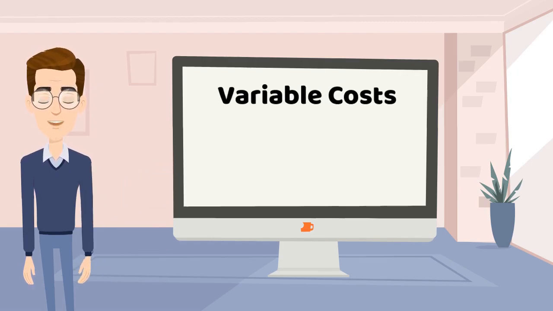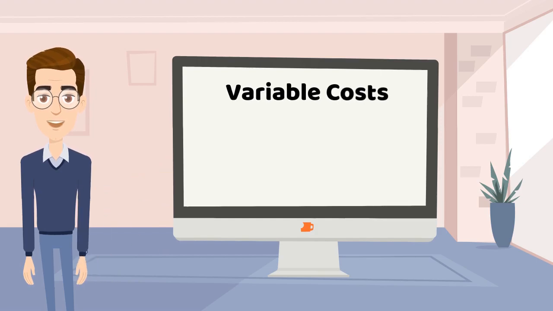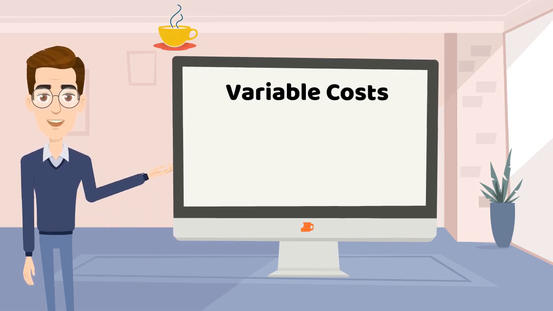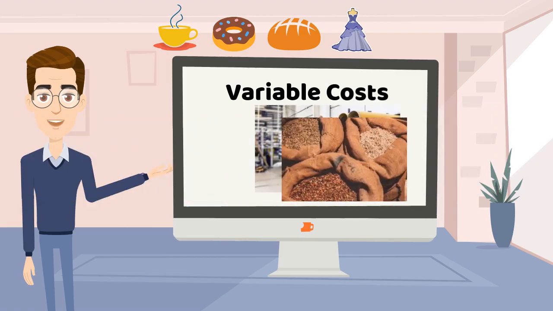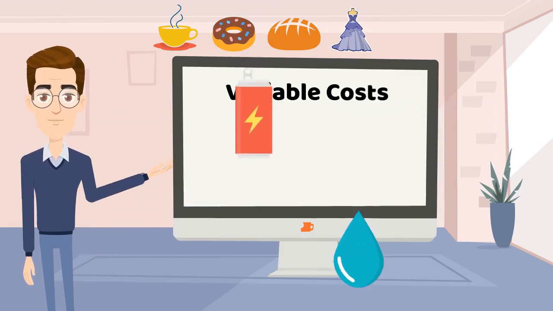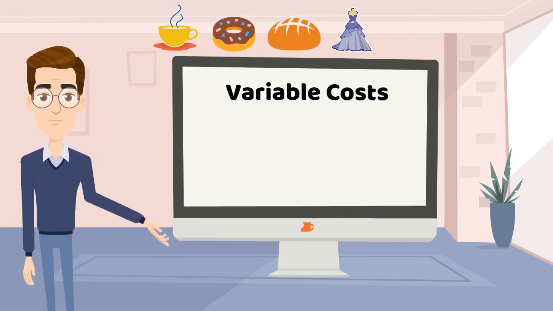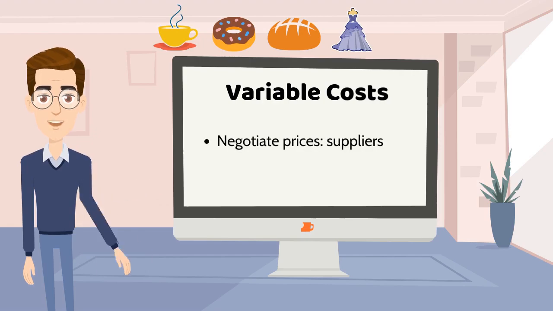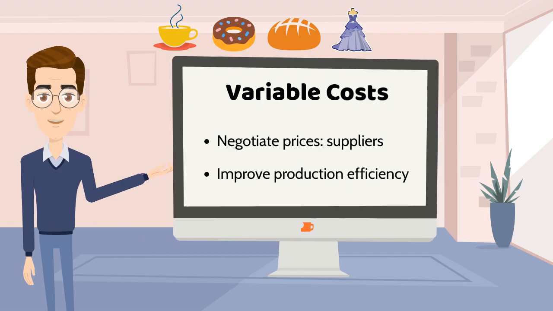To decrease our variable costs means to decrease the cost of producing each unit of our product. This means decreasing the variable production costs of each coffee, each cake, each bread, or each dress produced. Remember that behind the variable cost of production, we will find the cost of raw materials, the cost of energy or water used, for example. We only have 2 ways to decrease these costs. We can negotiate a better price with our suppliers, or we can improve our production efficiency, meaning that for the same quantity produced, we will use less raw materials or less water and energy.